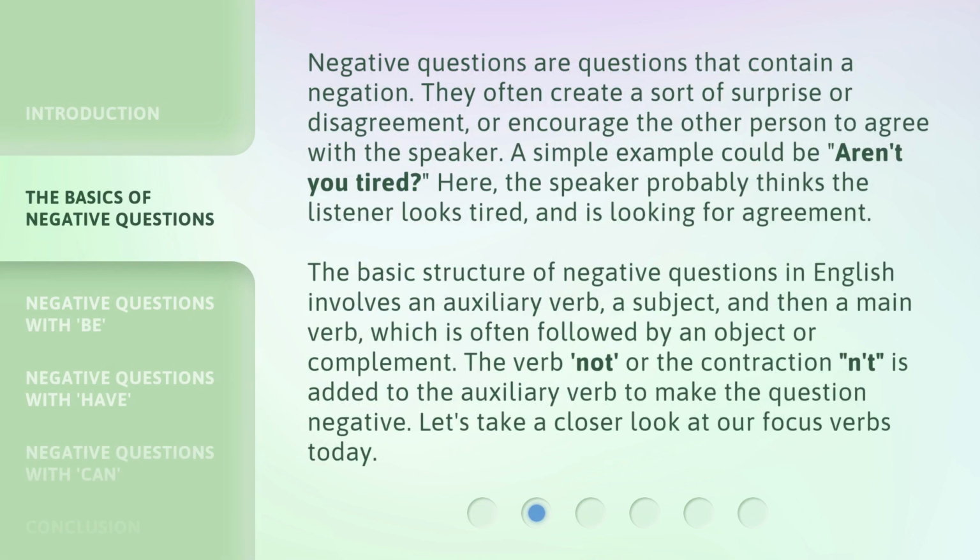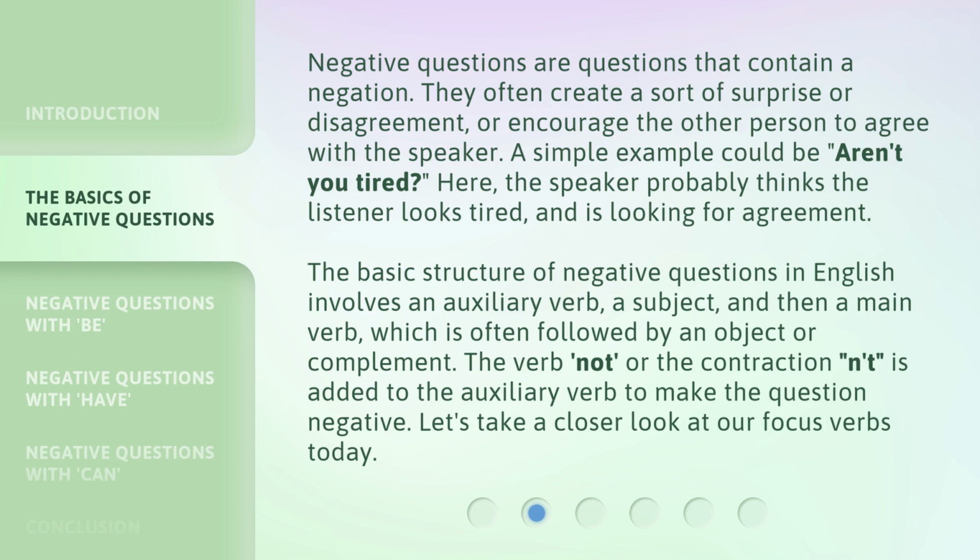Negative questions are questions that contain a negation. They often create a sort of surprise or disagreement, or encourage the other person to agree with the speaker. A simple example could be, "Aren't you tired?" Here, the speaker probably thinks the listener looks tired, and is looking for agreement.